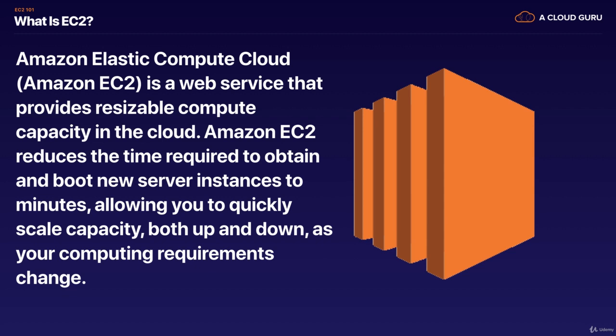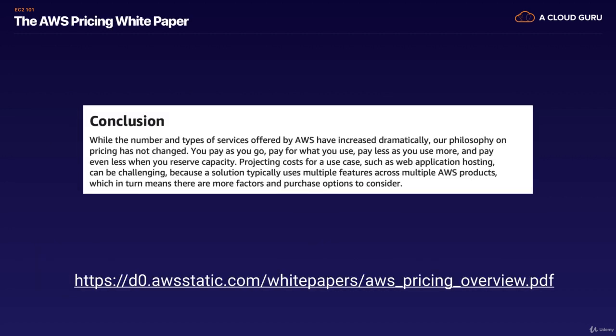So how is EC2 priced? Well, if you've done the Certified Cloud Practitioner course, you'll remember in it we had a pricing section, and we looked at a particular white paper called AWS Pricing Overview. Now, don't worry, you don't actually need to read this white paper for the Certified Solutions Architect Associate, but it does have a principle that basically applies across all of AWS. And the conclusion of the white paper says, while the number and types of services offered by AWS have increased dramatically, our philosophy on pricing has not changed. You pay as you go, you pay for what you use, you pay less as you use more, and you pay even less when you reserve capacity.